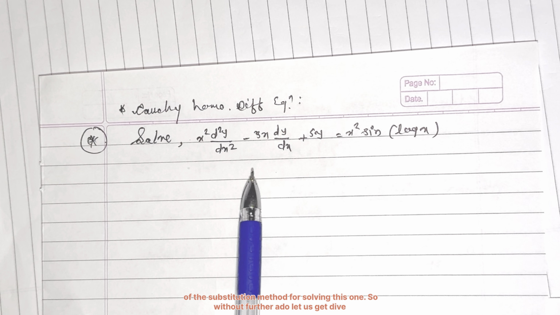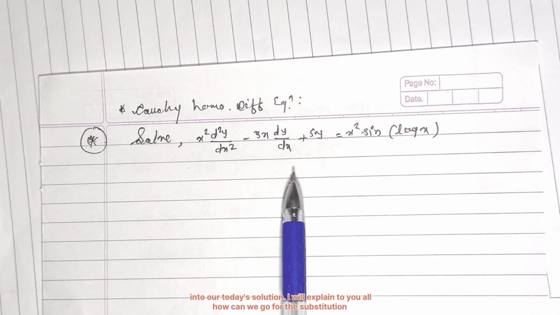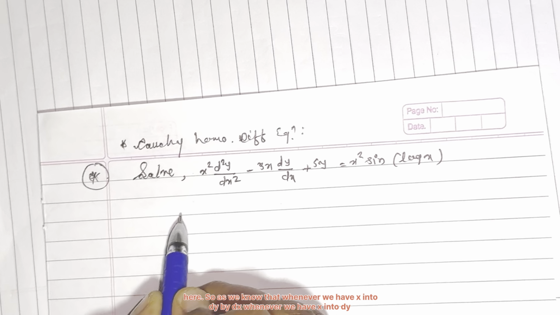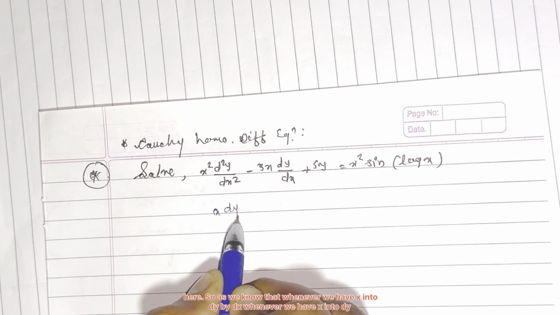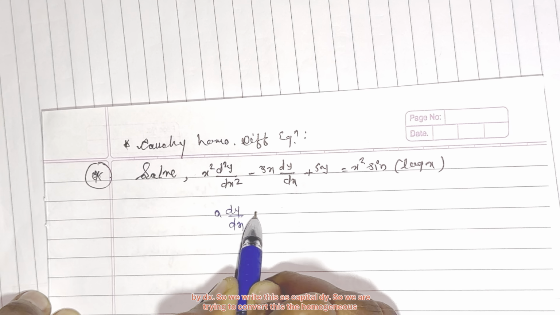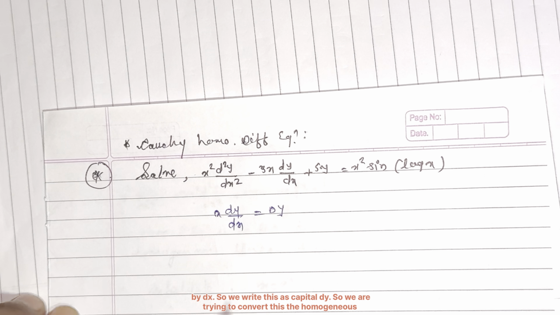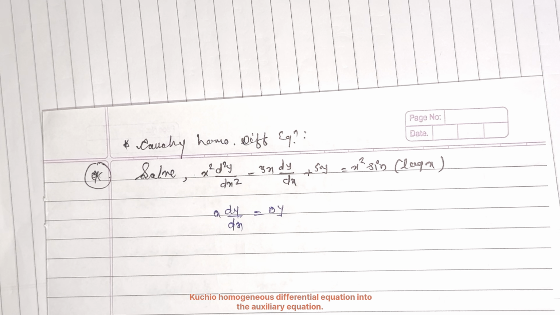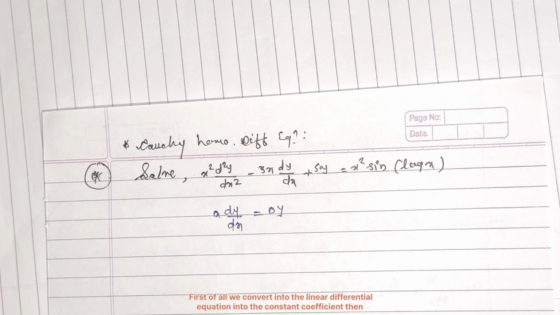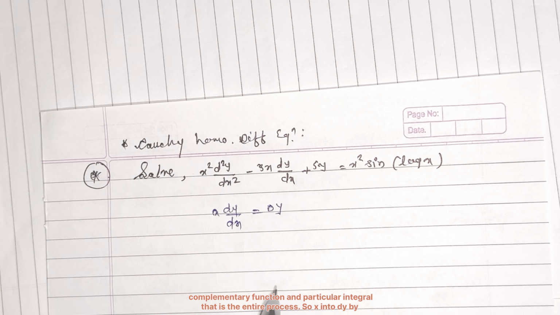So without further ado, let's dive into today's solution. I will explain how we can go for the substitution here. As we know, whenever we have x into dy by dx, we write this term as capital D y. We are trying to convert this Cauchy homogeneous differential equation into the auxiliary equation. First we convert into a linear differential equation with constant coefficients, then we take it to the auxiliary equation, and then we find the complementary function and particular integral. That is the entire process.